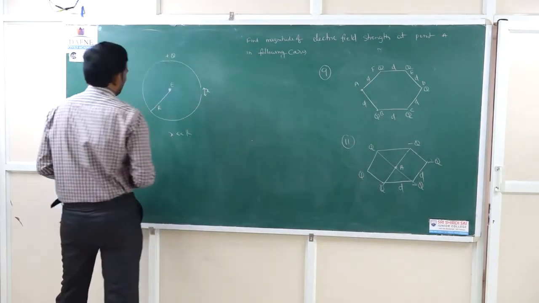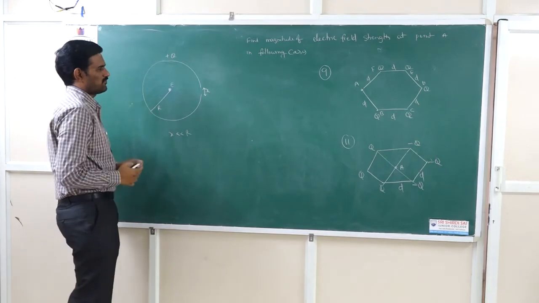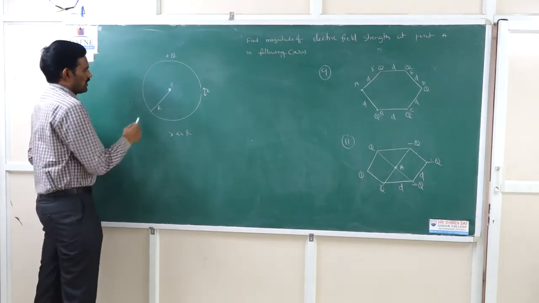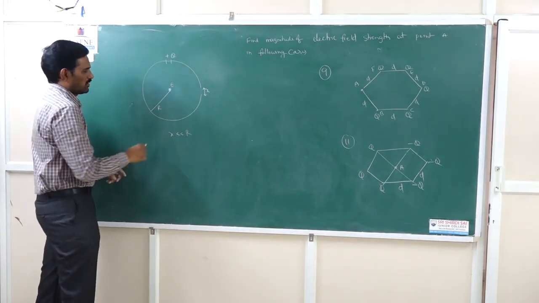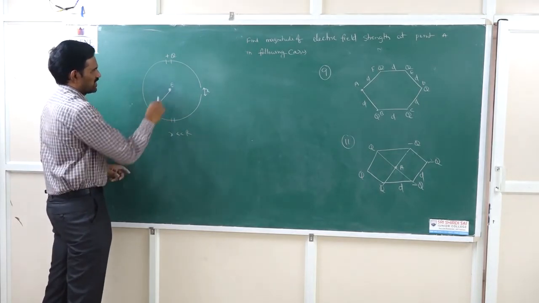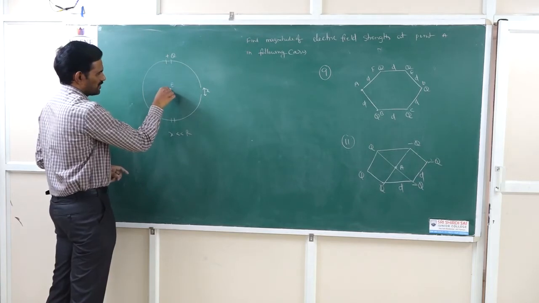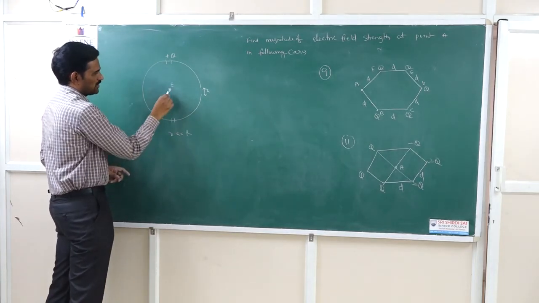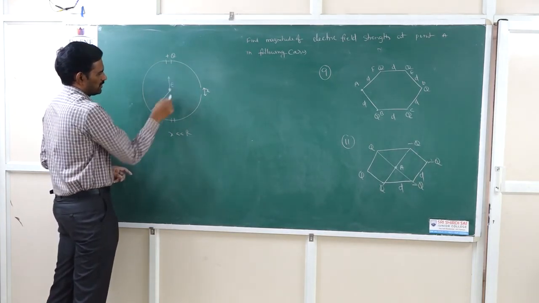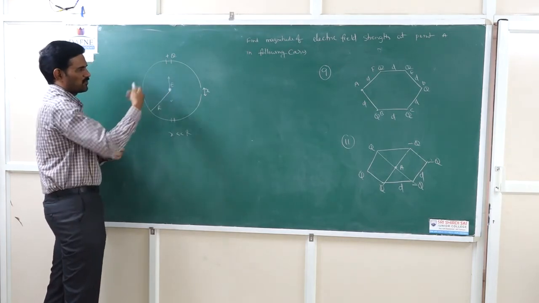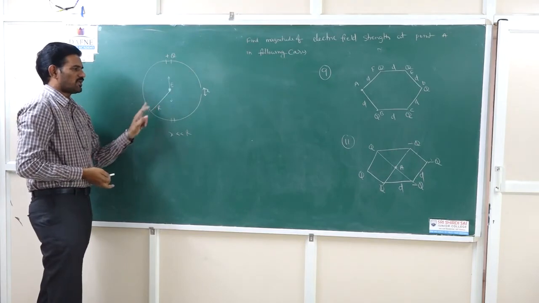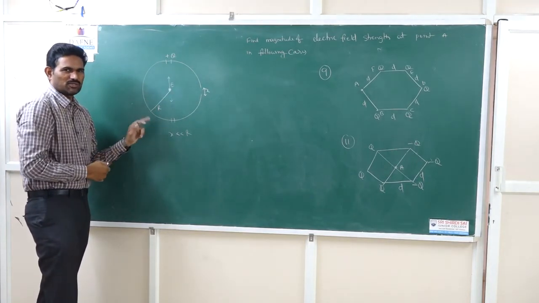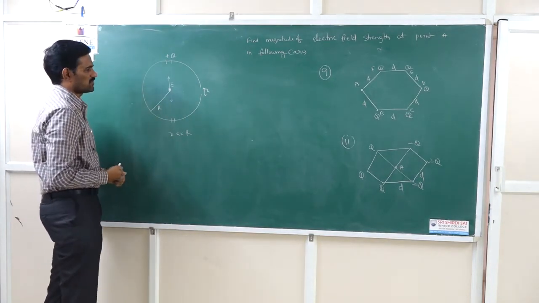For that, you may consider this ring is made up of a large number of elements. If I consider one element here, then an opposite element will be there. The electric field produced by this element at this point will be in the downward direction, and the electric field due to the opposite element at this point will be in the upward direction, so that they cancel each other. Like that, for every element there will be an opposite element, so that the field at that point will be 0.